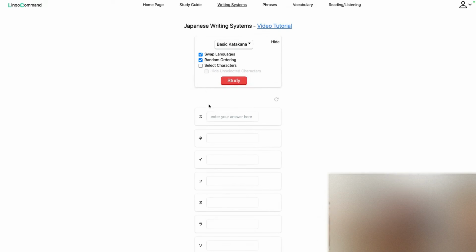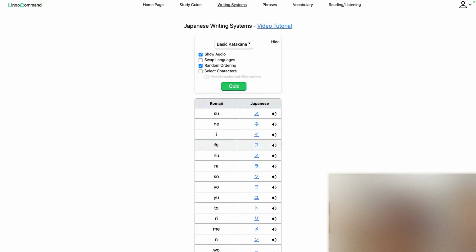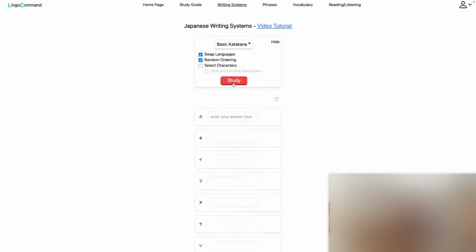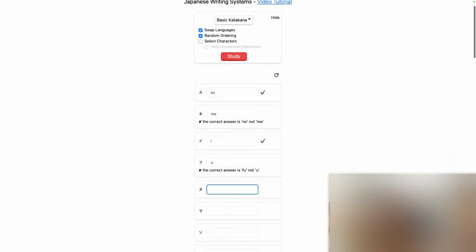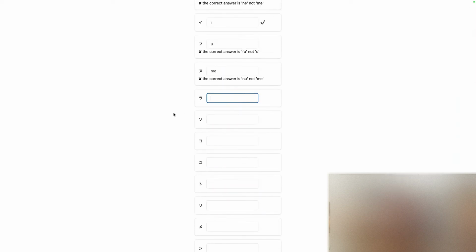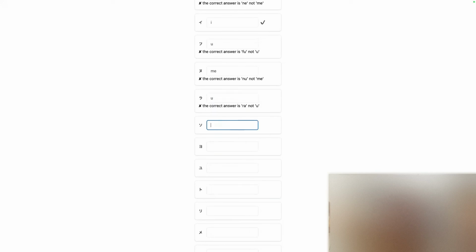If I apply random ordering, that basically, as you can see here, it permutes the rows. And so now, of course, I can see here, okay, the first one is Su. But I have absolutely no idea what this next character is. So maybe it's no. Okay, no. This one, I think it's I. Is this U? No. Maybe just to see what level I'm at, let's see how many I can get right.